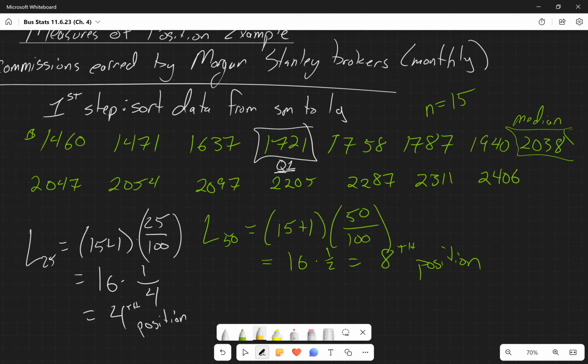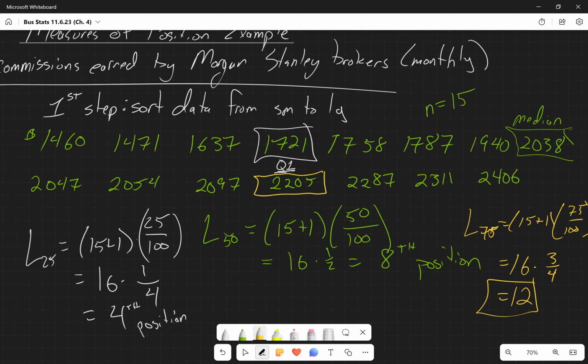Then we're asked what the interquartile range is, and whenever we're asked for the interquartile range, we need to calculate the 75th percentile, the upper quartile. And so our 75th percentile here is going to be, again, that 15 plus 1, n does not change, and now we're going to multiply by 75 over 100. 75 over 100 is just equal to 3/4. 16 times 3/4 is going to give me a position of 12. So I can go to my 8th position, 9, 10, 11, 12. And I find my Q3 at 2205.